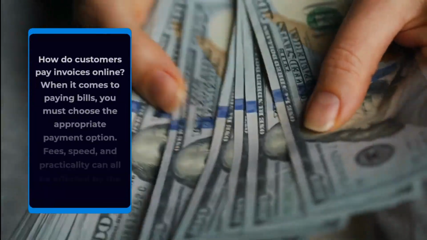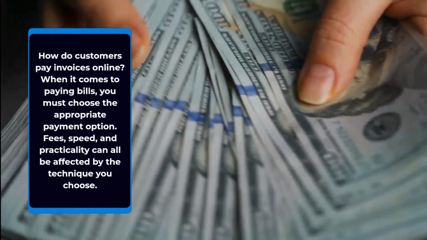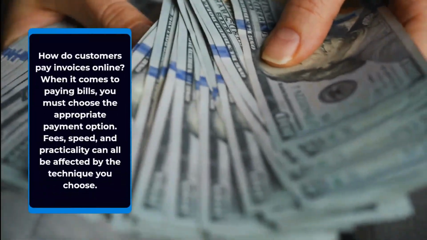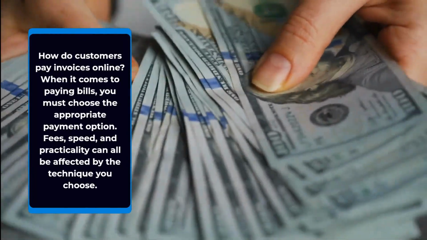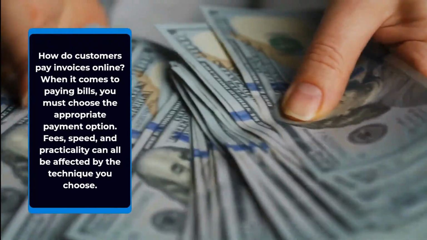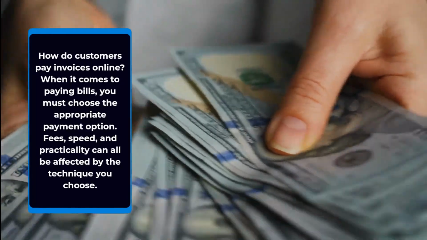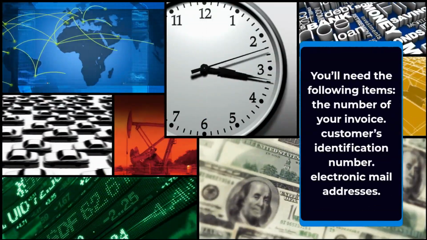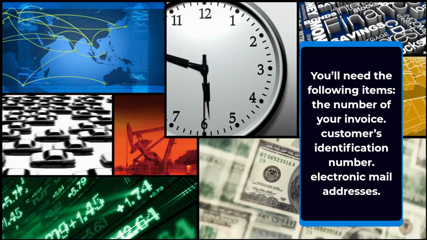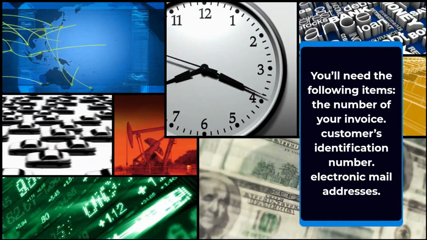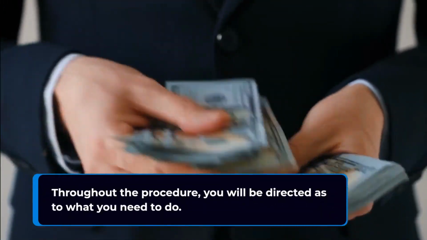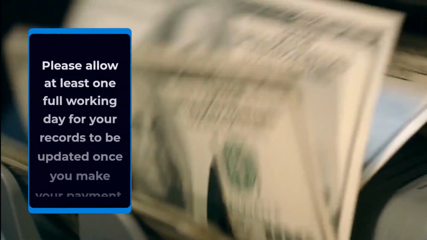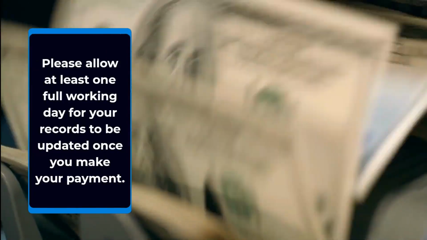How do customers pay invoices online? When it comes to paying bills, you must choose the appropriate payment option. Fees, speed, and practicality can all be affected by the technique you choose. You'll need the following items: number of your invoice, customer's identification number, electronic mail addresses. Throughout the procedure, you will be directed as to what you need to do. Please allow at least one full working day for your records to be updated once you make your payment.